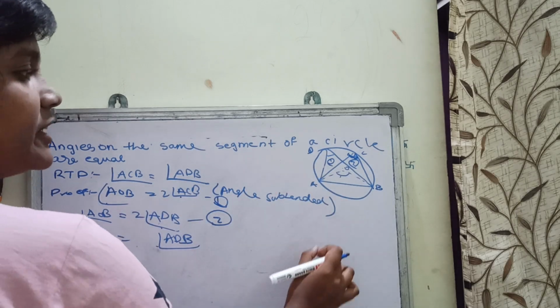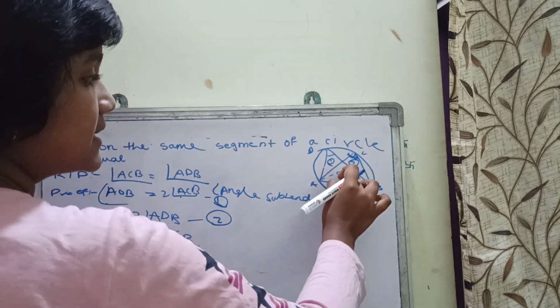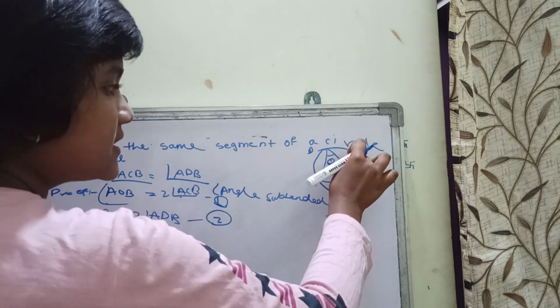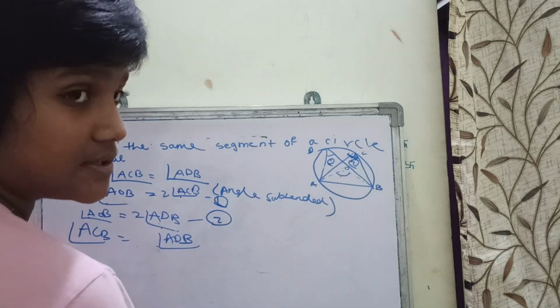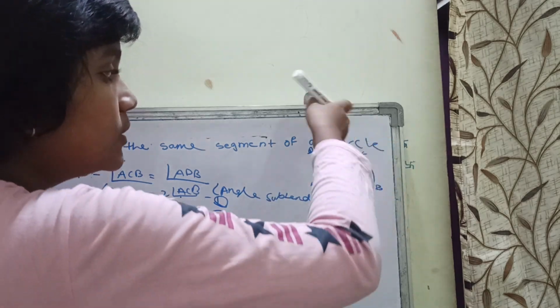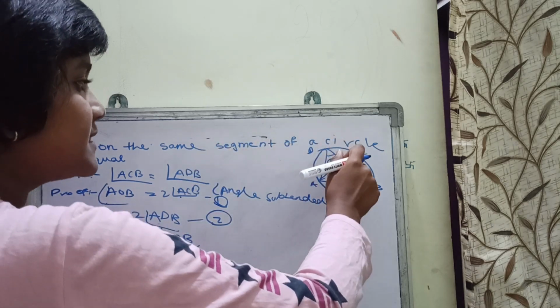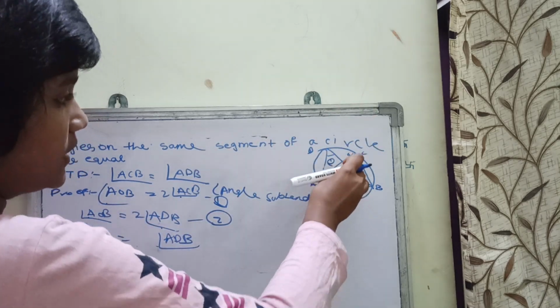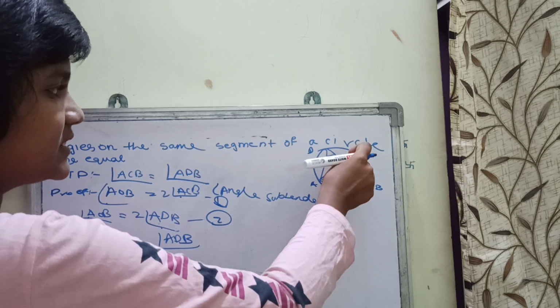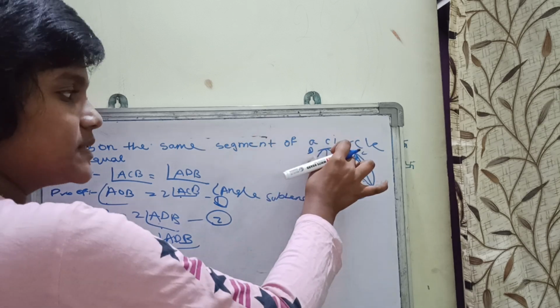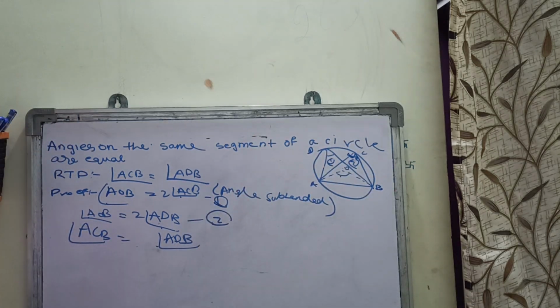According to the angle subtended theorem, this will be double of this, and this is also double of this, because D and C are lying on the circumference of a circle, on the remaining part of the circle. So we can say this is half of this. So what can we say? That both are equal from equation 1 and 2. We proved that angles on the same segment of a circle are equal.